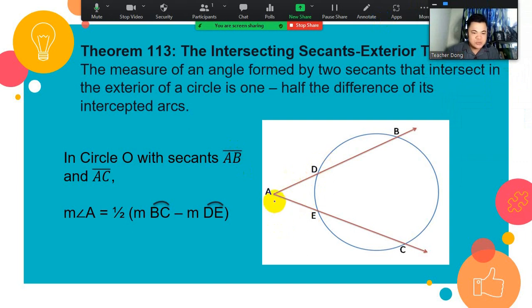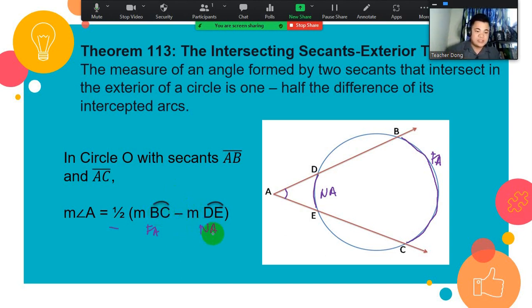Just like what you are seeing here, this is the angle formed by the two secants. Arc BC is what we call the far arc, and arc DE is what we call the near arc. To solve for the measurement of the angle, the measurement of angle A is equal to 1 half, this is constant or default, quantity the measurement of arc BC. Arc BC here is the far arc. Since you are subtracting, you have to subtract the bigger or far arc and the near arc. So far arc minus the near arc, which is arc DE.